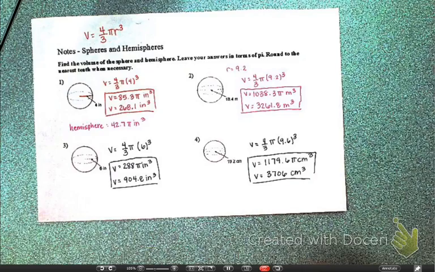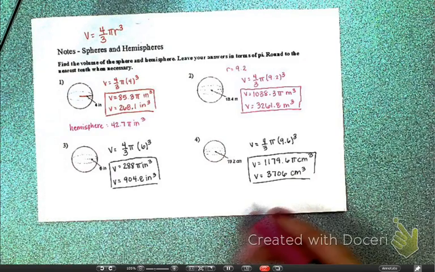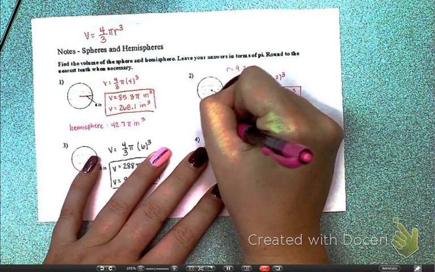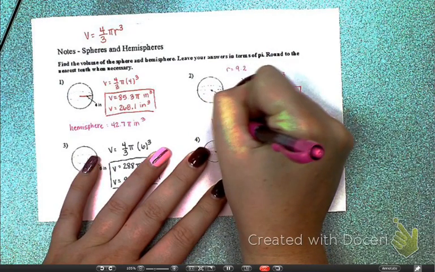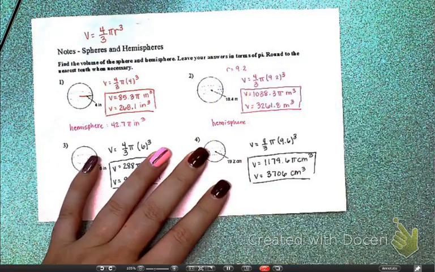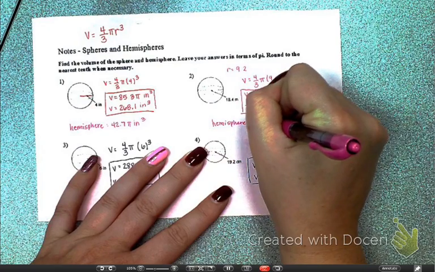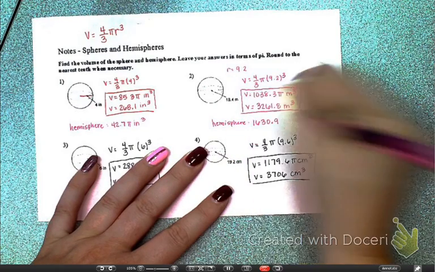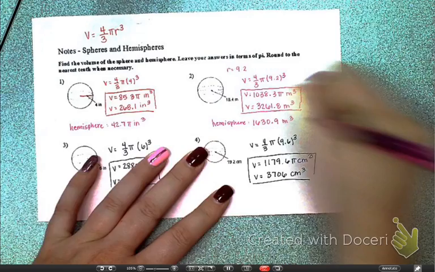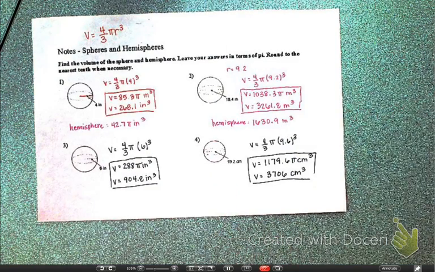What if for number 2, I want it rounded to the nearest tenth? Which one would I use? The bottom one, right? The one that already has pi multiplied out. So 3261.8 divided by 2 would give you 1,630.9 meters cubed. Correct. So to find a hemisphere, you're going to find the volume of a sphere and then divide that answer by 2. It depends on what the question's asking for.